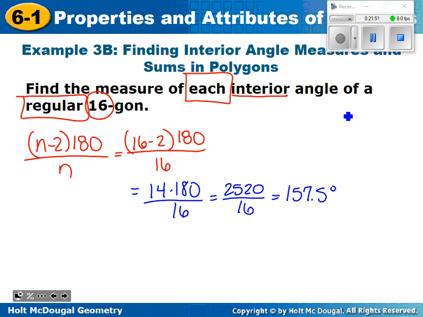157.5 degrees. Do not round. If you get to the homework and you end up with a decimal that keeps going, go back and simplify your fraction and write your answer as a fraction. Unless it says to round, you're not allowed to round.